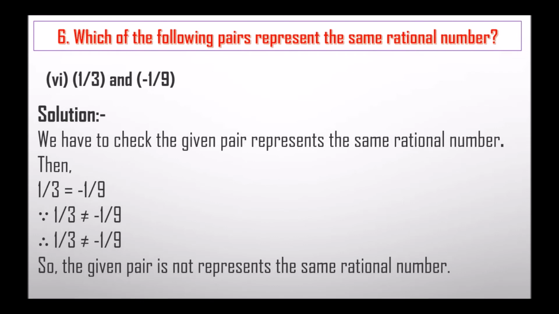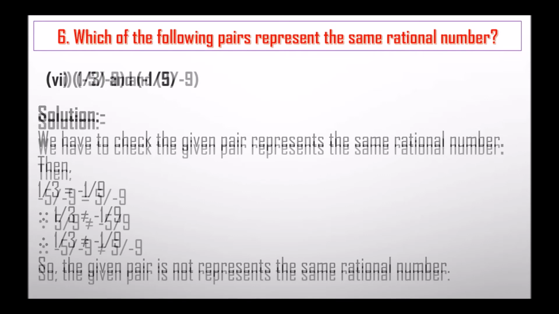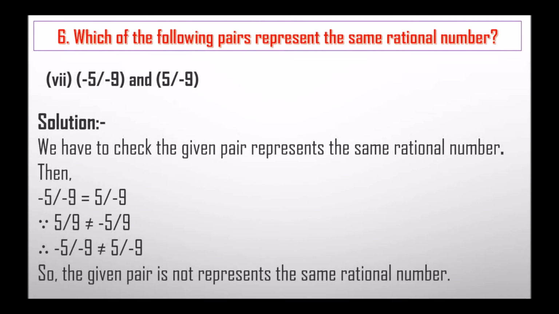1 upon 3 and minus 1 upon 9. So 1 upon 3 is not equal to minus 1 upon 9. So the pair does not represent the same rational number. Minus 5 upon minus 9 and 5 upon minus 9. Minus and minus can cut, but 5 upon 9 is not equal to minus 5 upon 9. So the given pair does not represent the same rational number.